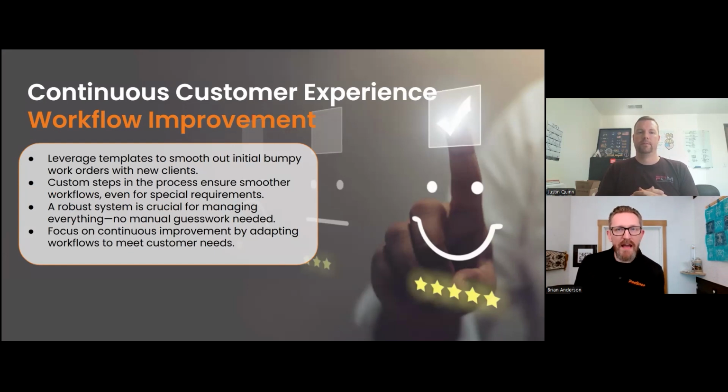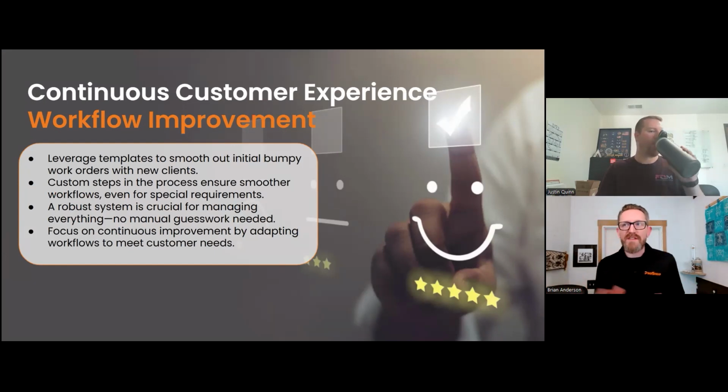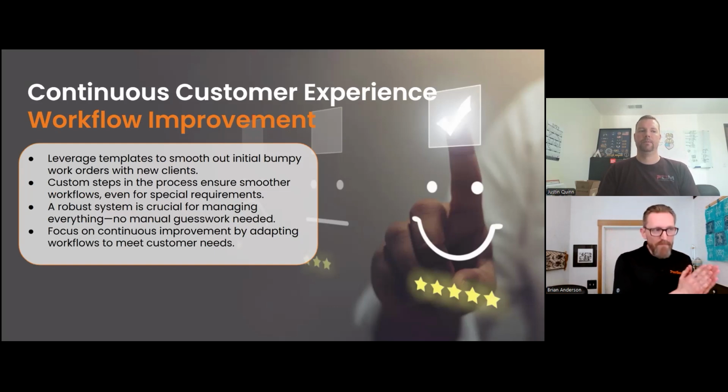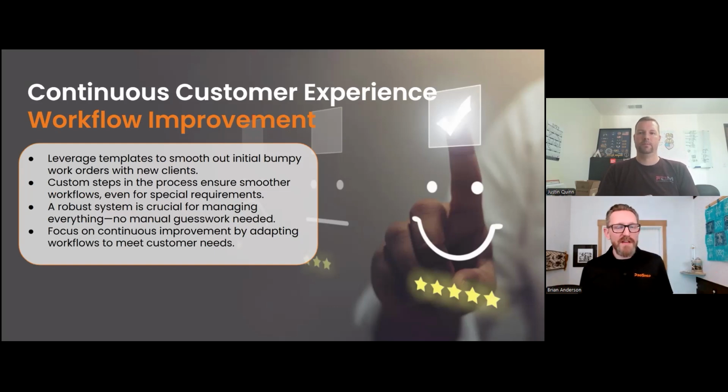Again, paying attention to the time here, we've got sort of our last bullet point topic, which is continuous customer experience, right? A lot of this is generated from workflow improvements. And really, this is about understanding your system, understanding your process, and running that process and measuring it over time and making improvements. You said the other day that managing everything that you manage wouldn't be possible without a robust system. Do you want to dive into that a little bit?